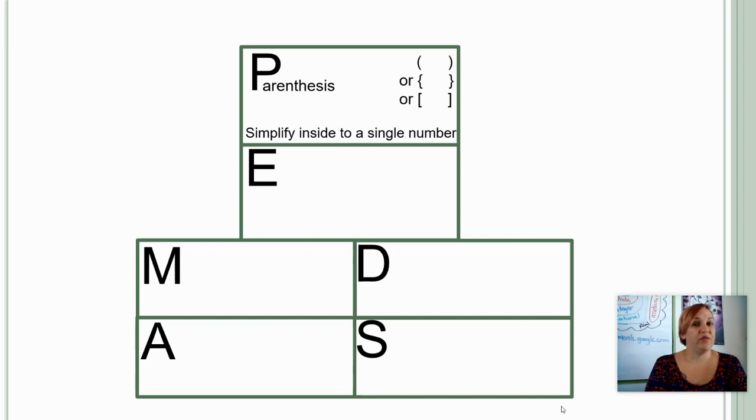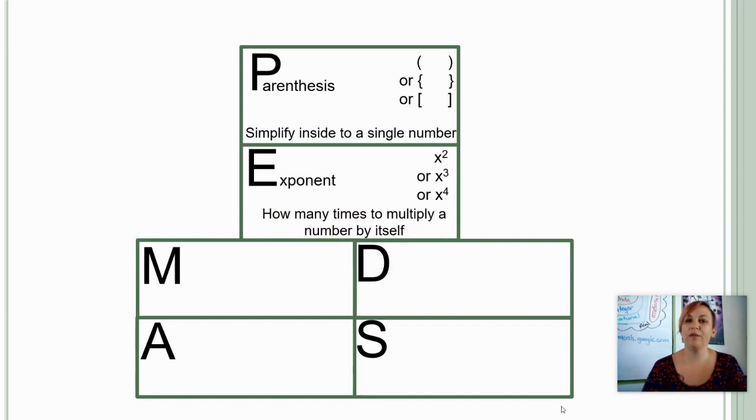Once the inside of your parentheses are a single number, then you can move on to the next letter, E, for exponents. Exponents are those little numbers that are written above the normal sized numbers. So in these examples, the exponents would be the 2, the 3, and the 4. Don't forget, an exponent is not saying multiply by 2 or multiply by 3. It's telling you how many times you should multiply a number by itself. Something to the third power means you multiply a number by itself 3 times.